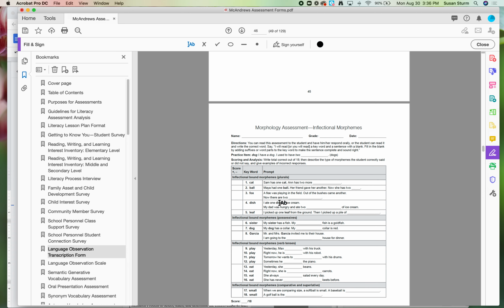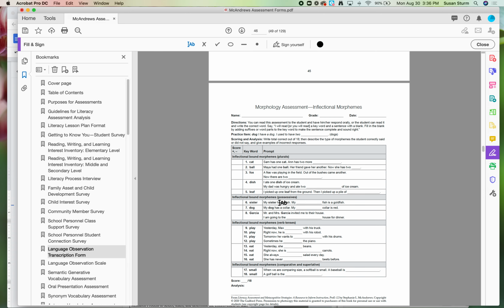This is kind of a right or wrong assessment. And then describe the type of morphemes that the student correctly said or did not say, and give examples of incorrect responses. If your student speaks African American vernacular English or another vernacular or dialect of English, that impacts the way that they inflect on morphemes.